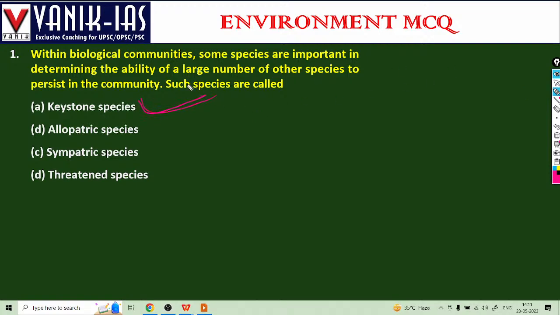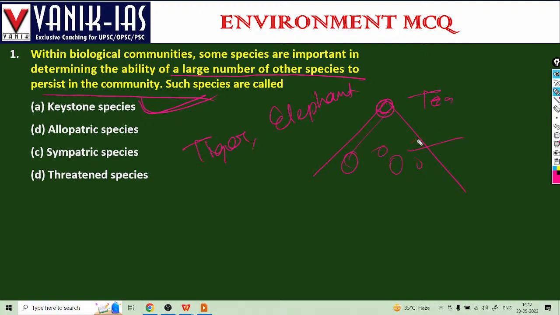Keystone species determine the ability of a large number of other species to persist in a community. They have large significance in a particular community or environment. Examples of keystone species are tiger, elephant, and lion. The existence of other species depends on the existence of keystone species. For example, if tiger and elephant are abolished in a forest, then obviously human interference will increase so much, and other species will also get threatened. That's why these are called keystone species.